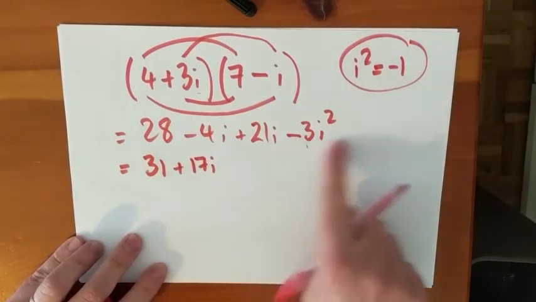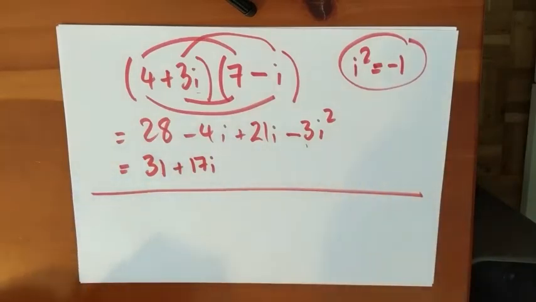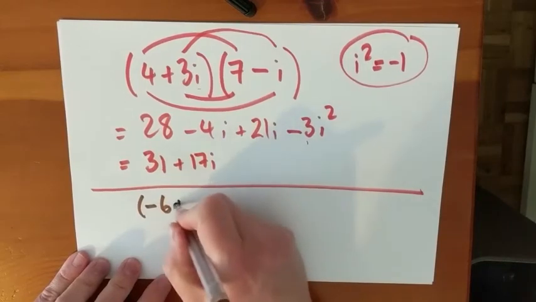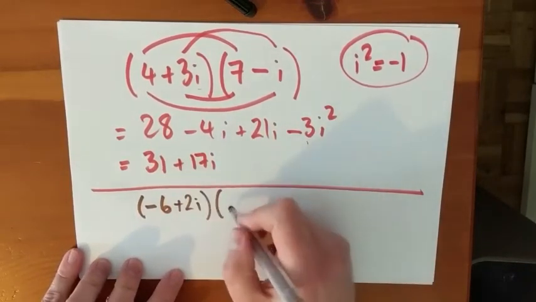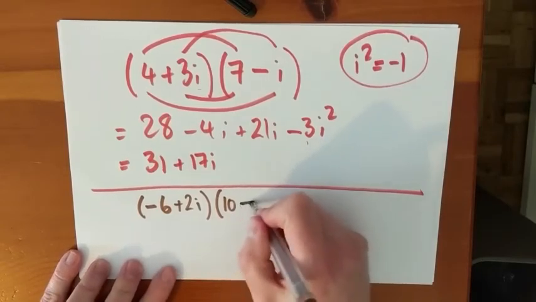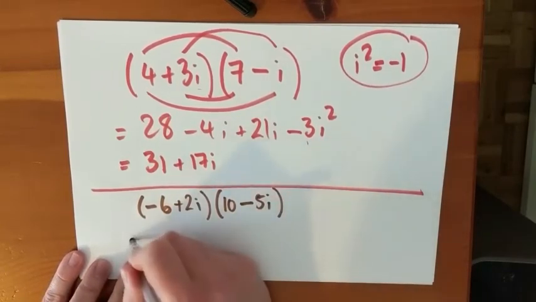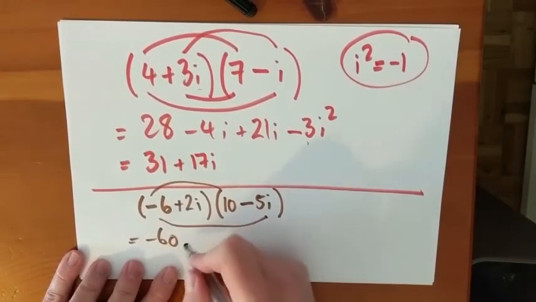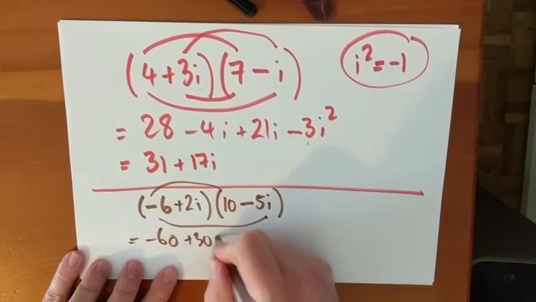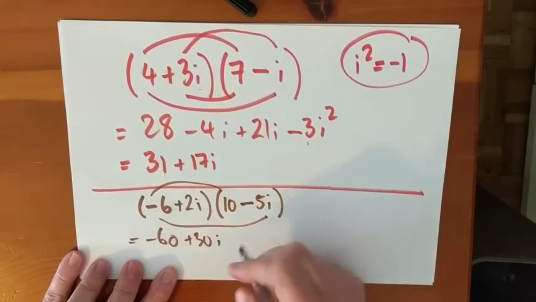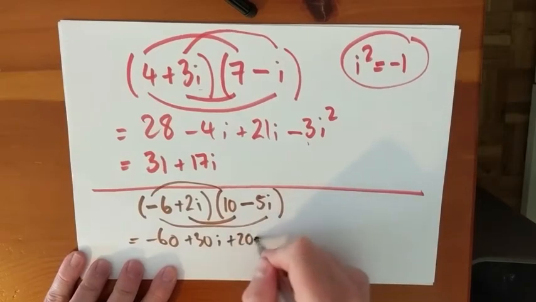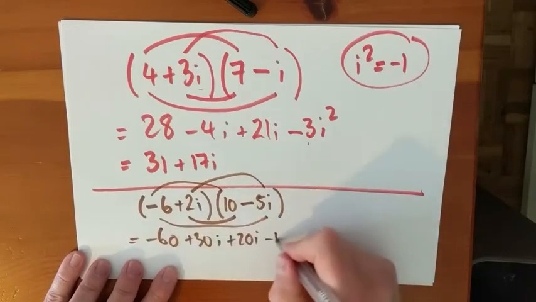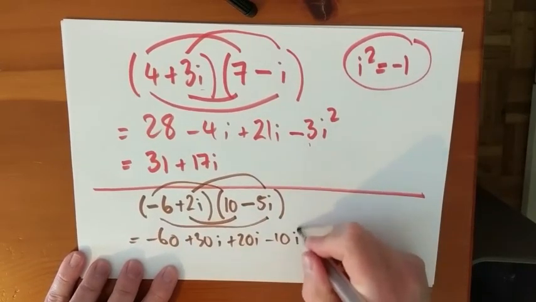So there's potentially minuses all over the shop. Let's try one more of those. Let's say I had -6 plus 2i. And then here I'm going to have 10 minus 5i. The first two, I get -60. The outside two, -6 times -5 is plus 30. And the i there, so it's plus 30i. The inside two, I'm going to have plus 20i. And the last two, I've got 2 times -5. So that's -10. And i times i gives me i squared.